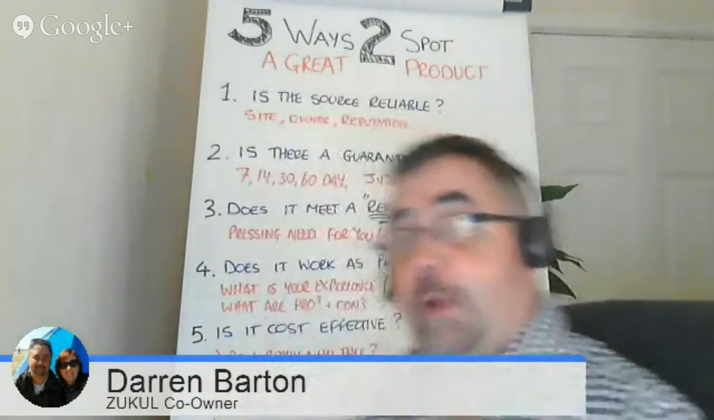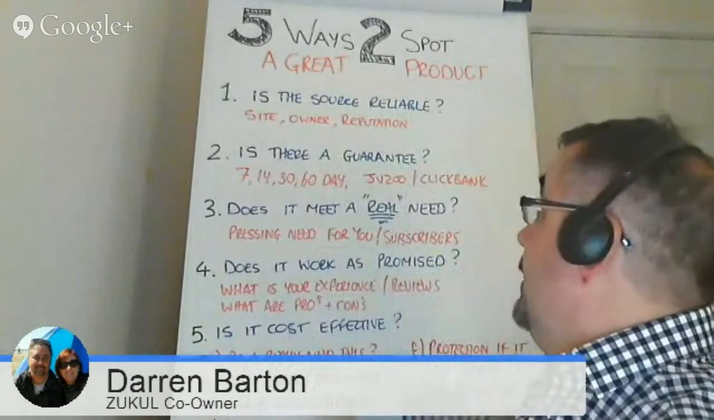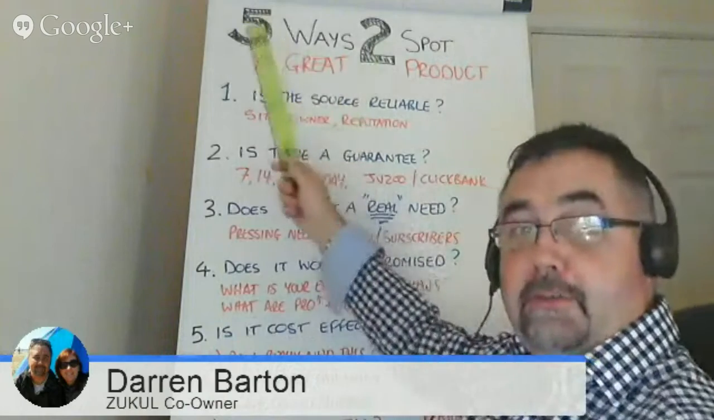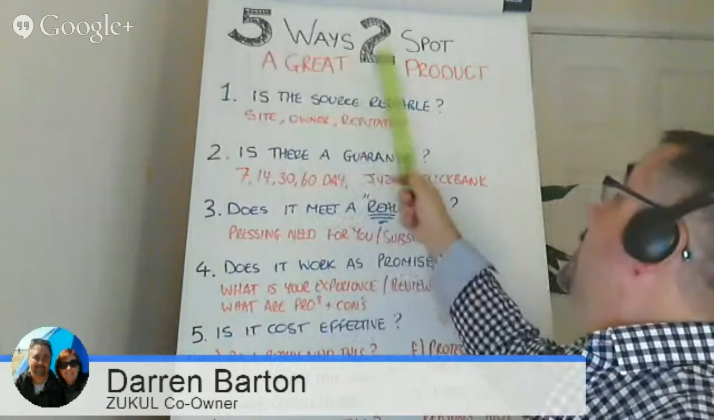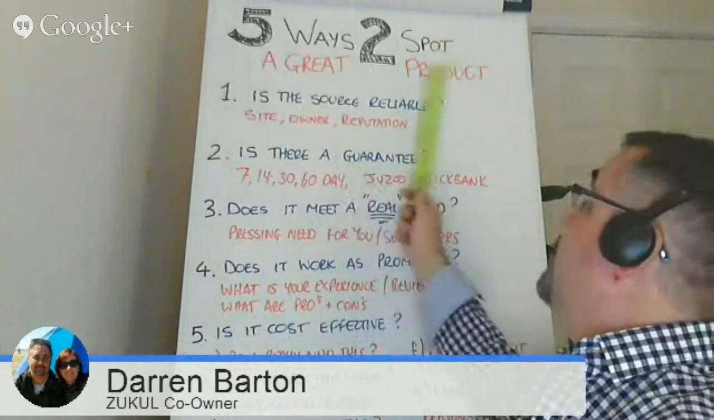So what I've done is created a bit of a checklist. Don't worry if you don't pick up all these points. It'll be part of the blog post tomorrow, and we'll include this video on there as well. So don't worry about it too much, and you can always press pause and rewind afterwards. So I'm going to just quickly whiz through it. Hopefully you can see all this and I don't have to stand up. I've headlined it, the 5 ways to spot a great product.